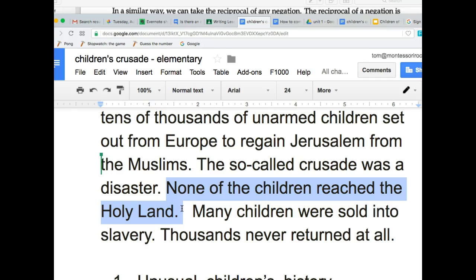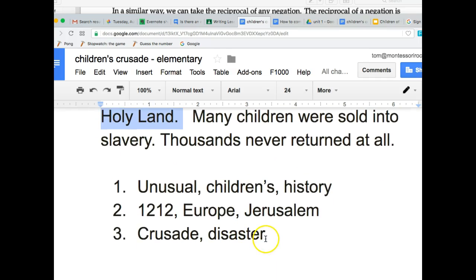Our fourth sentence: none of the children reached the Holy Land. Why do none? None made it. So you figure. You could do, so, none.